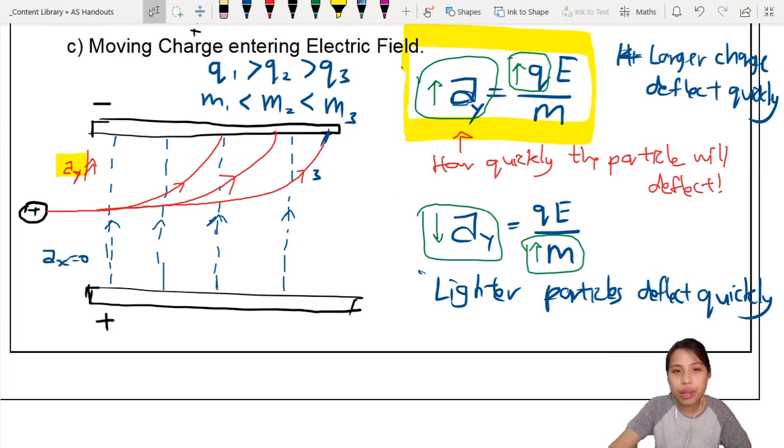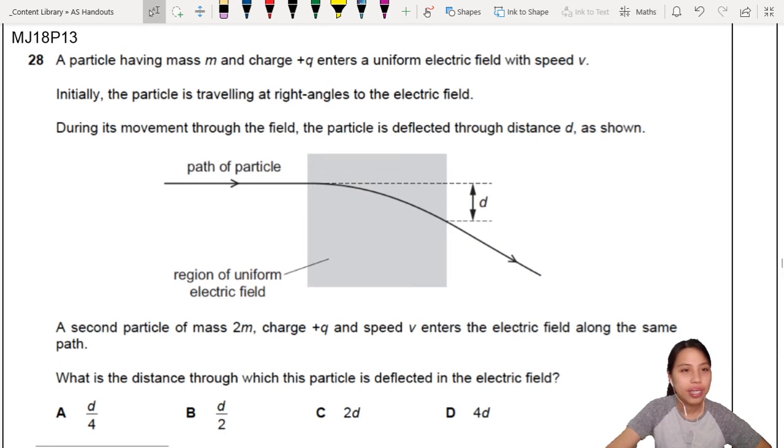Now the last question before I close up the ending of this video has something to do with these factors. It's on page 17. If you can jump over there very quickly. Here we are, page 17, MJ18 P13 Q28. You could consider it a challenge question if it's the first time you're doing it. But once you get the hang of it, then it will seem, oh, I've seen this before. No sweat. So here, you have a particle, mass m and charge Q, entering a field with speed.